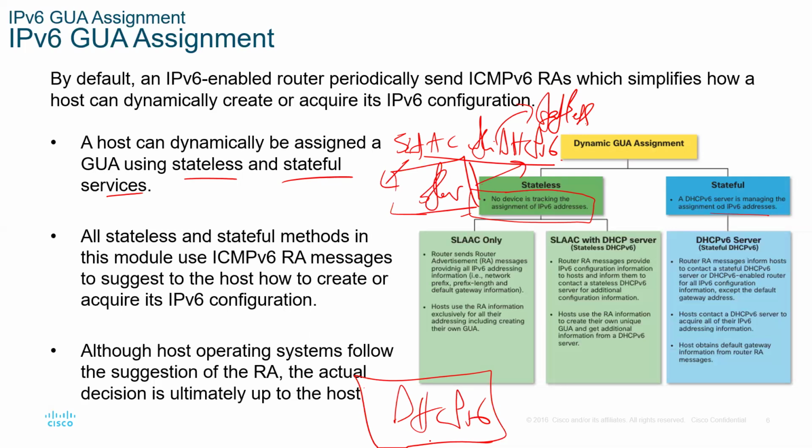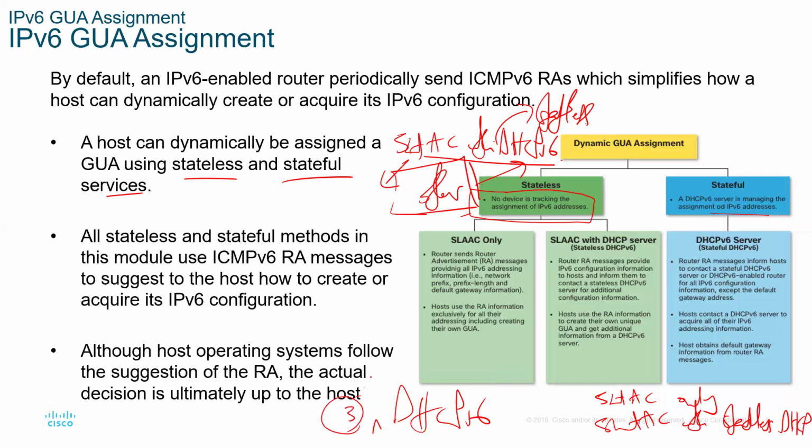So to summarize, the three methods that we have: we have one which has SLAAC only. Then we have SLAAC with stateless DHCP. Then we have lastly this third one, which is DHCP, stateful. So these are the three ways how a GUA, global unicast address, can be assigned.